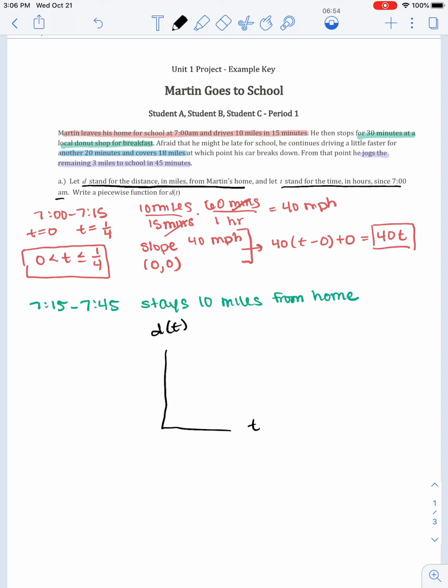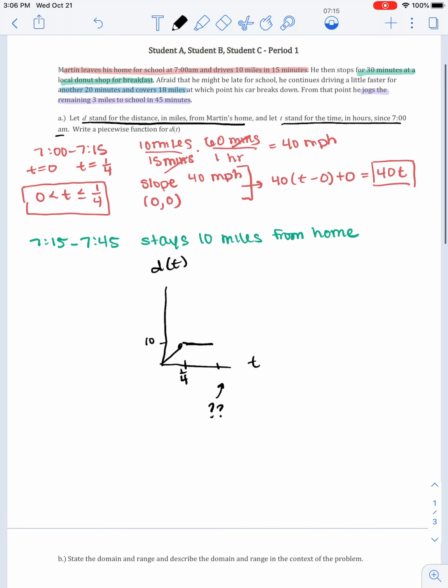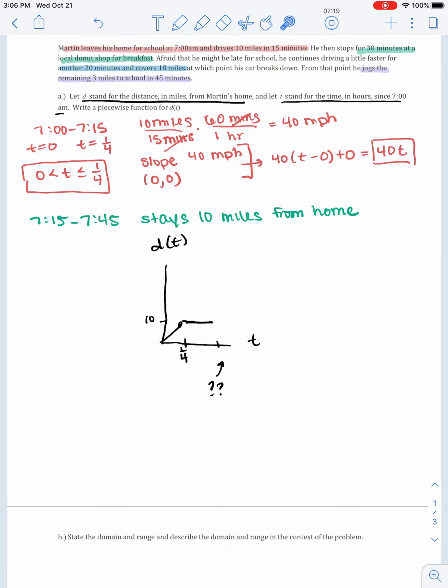His distance from home changed in the first quarter of an hour. It changed to be a distance of 10. But then in that next 30 minutes, he's just staying 10 miles away from home, staying at the donut shop. But we need to figure out what t value ends this interval. We knew that 7:15 corresponded with t equals 1/4. Here we have 30 minutes elapsing, or half an hour.